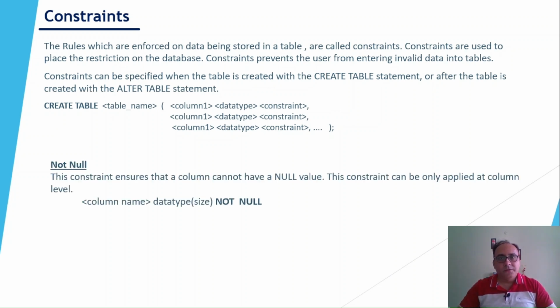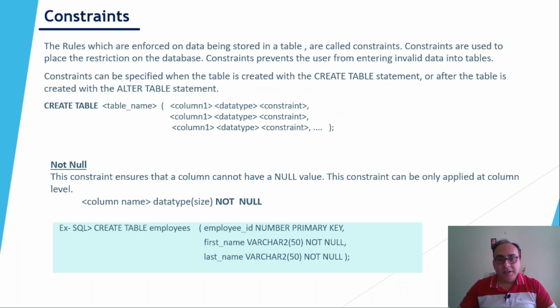Now let's talk about different types of constraints. The first one is not null. This constraint basically ensures that a column cannot store a null value. We can specify the not null constraint in the same fashion as we discussed earlier: column name, data type, and not null. Let's look at the example.